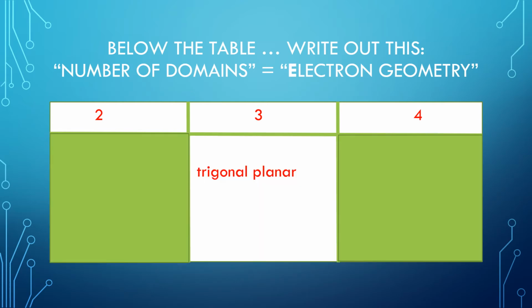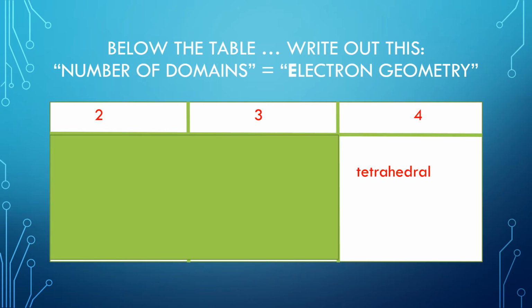If you have 3 domains, so let's say this is X, it is trigonal planar. If you have 4 domains, it's going to look something like this. It's kind of weird. It's like this, and then here, and then here. It's kind of crazy, but the idea is that this part is here, and this is coming towards you, and this is going away from you. So that is 4 domains, whatever those electron areas are.